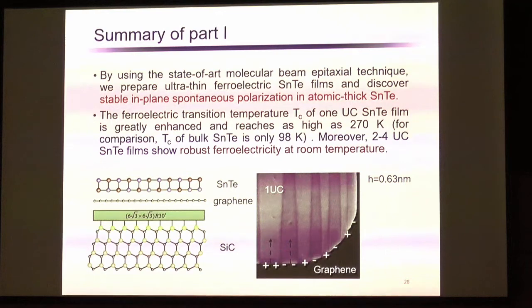So let me give a short summary. We have found very high quality tin telluride thin films, and we find a very large enhanced transition temperature.